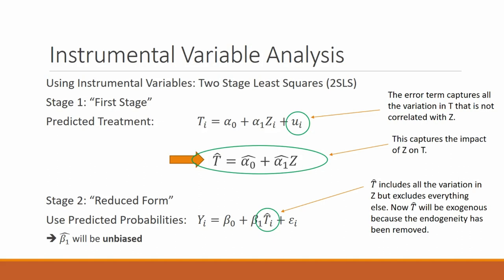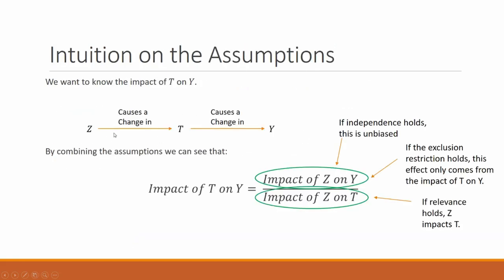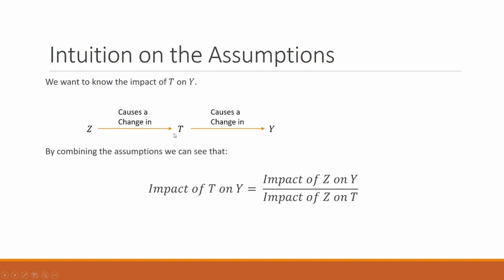So by running a regression of T on Z and then generating a predicted value of T, we're getting rid of the endogeneity. We're basically creating an exogenous treatment variable. That's what T hat is. So then we take T hat, we plug it in, and T hat includes all the variation in Z, but excludes everything else. So now T hat will be exogenous because the endogeneity has been removed. All right, that's the intuition and that's the protocol. We use two-stage least squares as two steps. We capture the two different stages in that causal chain. The first stage captures the first link in the causal chain, and then the second stage captures the second link in the causal chain.